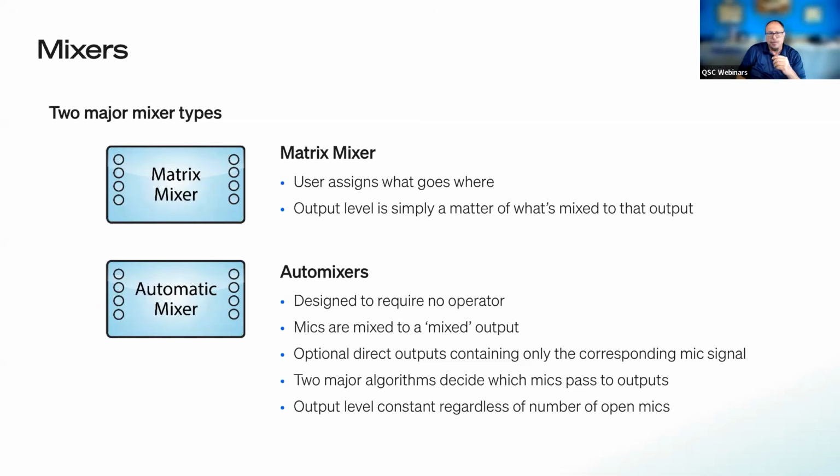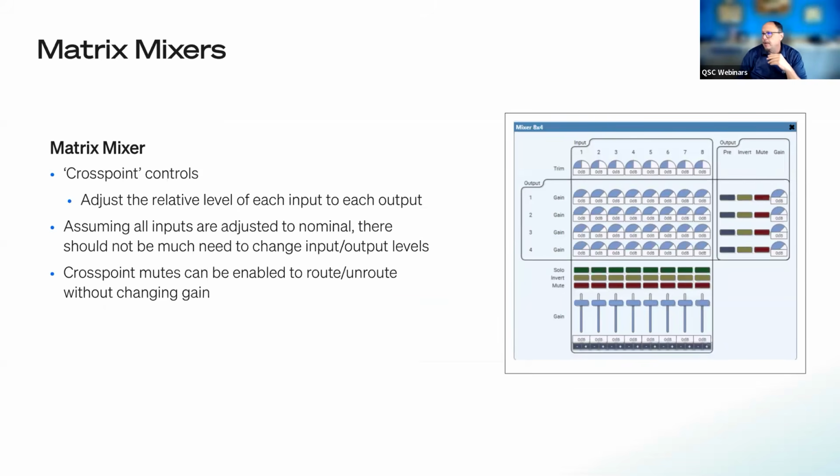Let's start first with the matrix mixer. The matrix mixer has cross point controls. Essentially you've got input signals coming in down here, and if you want this microphone to go out to this loudspeaker or this downstream device, you would set this cross point to 0 or some fashion thereof, assuming all inputs are adjusted to nominal. So this is where gain structure comes in. If they're all set the same coming into the DSP, then we know everything is coming into the mixer level.